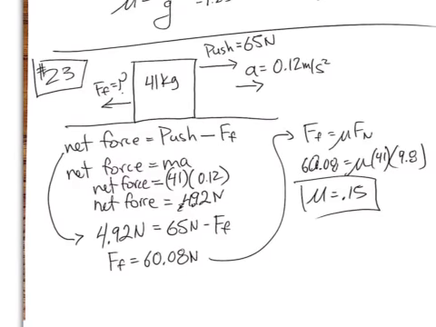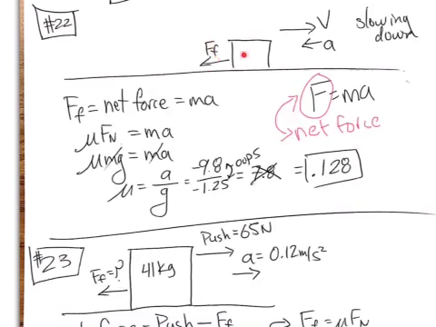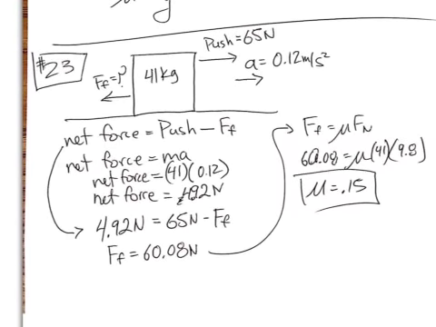Question 23: you're helping your mom move a 41 kilogram bookcase, and you're pushing with a force of 65 newtons, and it is accelerating. So, notice how up here, the net force, there was only one force in the horizontal direction. That was the frictional force. This situation is different. There are two forces in the horizontal direction. You're pushing with a force of 65. Friction is pulling back or inhibiting that motion. The fact that it is accelerating means these two forces are not the same.